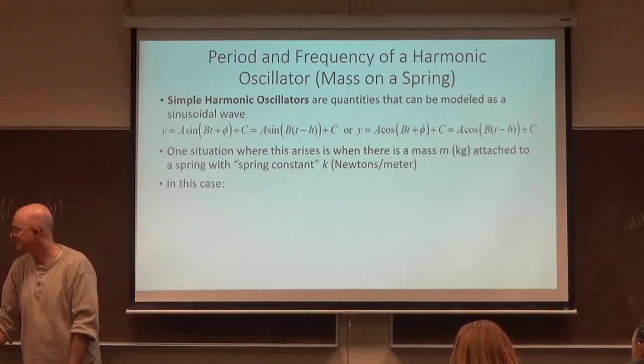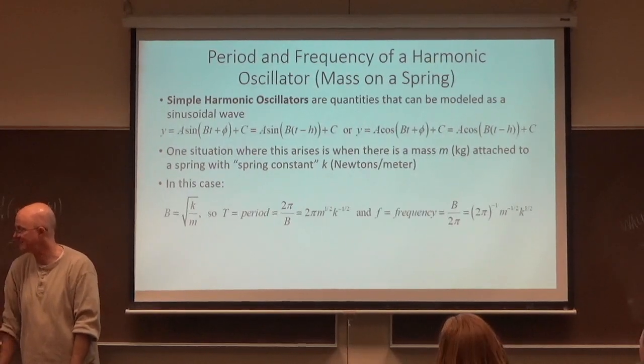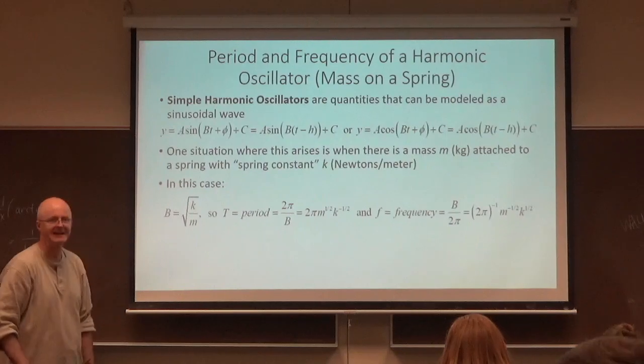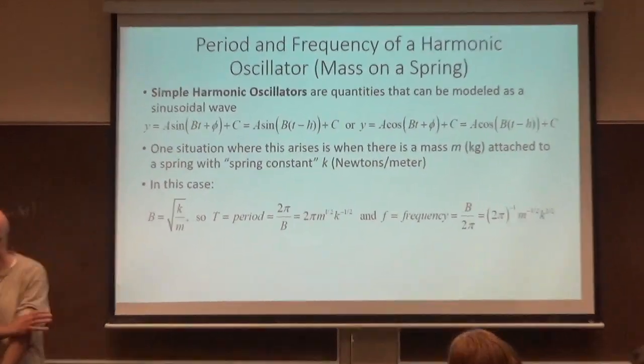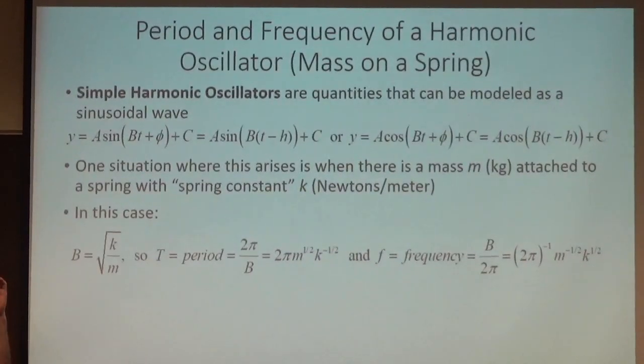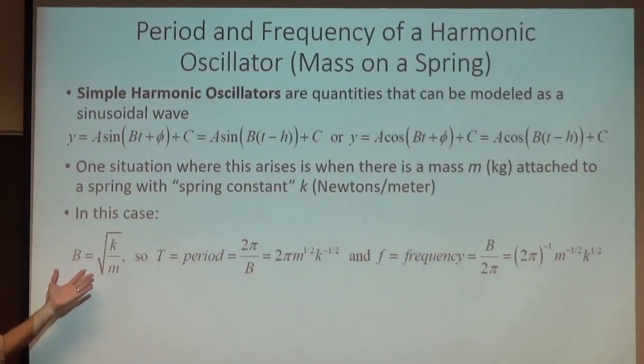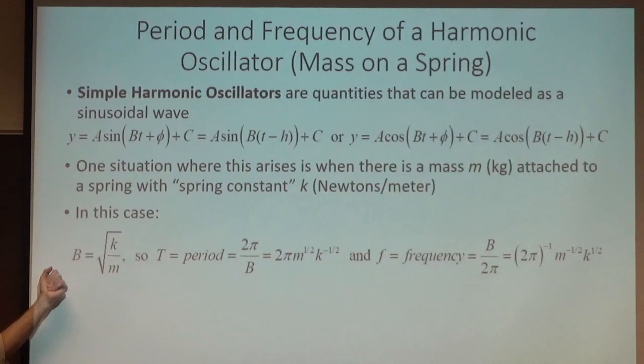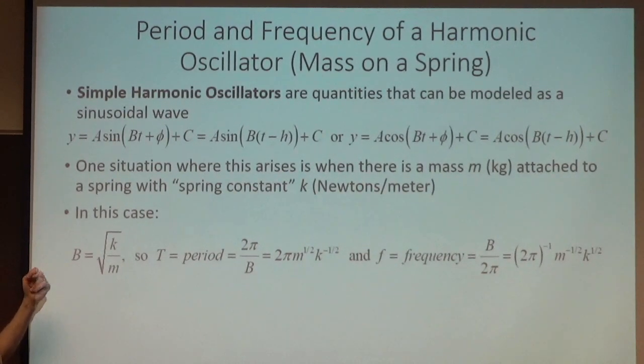What is the period and frequency of the oscillation? These are probably worth writing down. The b turns out to equal square root of k over m. I'm not explaining why. Okay? Just trust me there. The derivation of that is based on differential equations. We probably will see why later this semester.